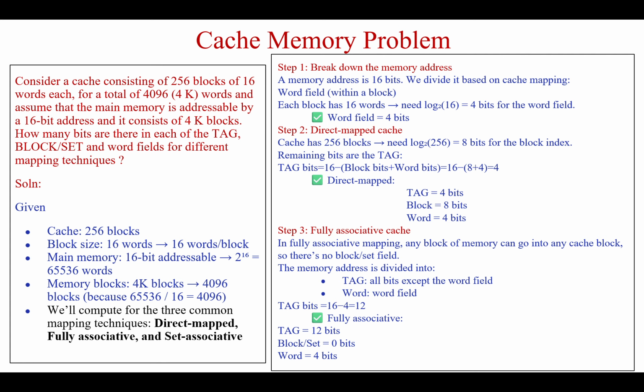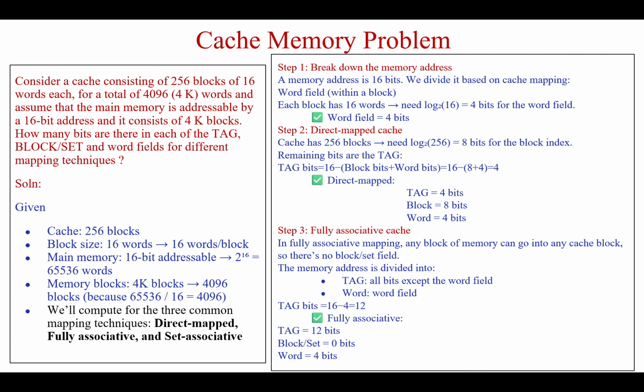Then we'll go for the solution. These are the points they gave for this problem. Step 1: break down the memory address. The memory address is 16 bits. We divide it based on the cache mapping. For 16 words per block we need log to the base 2 of 16, which is equal to 4 bits for the word field. So from the given data, 4 bits we are going to take for the word field.